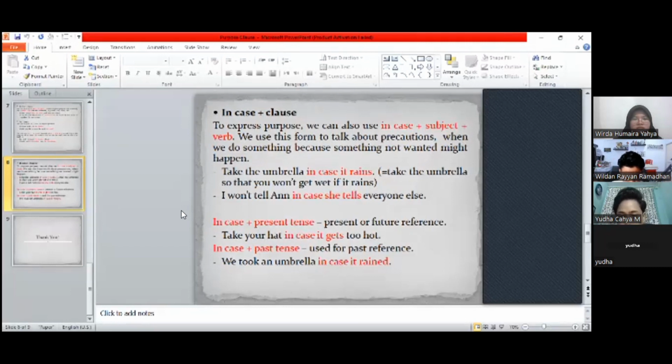In case plus present tense is used for present or future reference. Check your hat in case it gets too hot. In case plus past tense is used for past reference. We took an umbrella in case it rained.